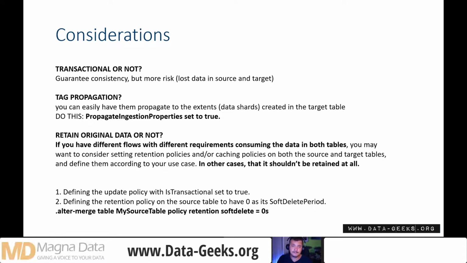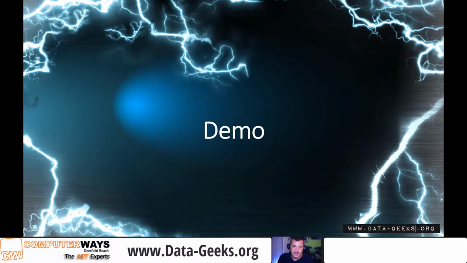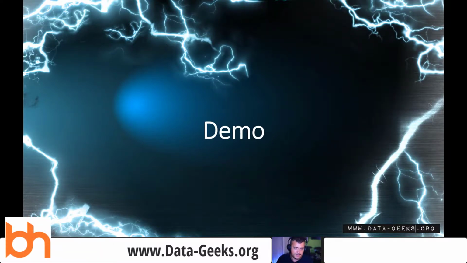In the other cases, if you are sure about the ingress, it shouldn't be retained at all. And in order to do that, you have to alter-merge your source table using the policy retention with the soft delete period of 0 seconds. Easily. 5 minutes.